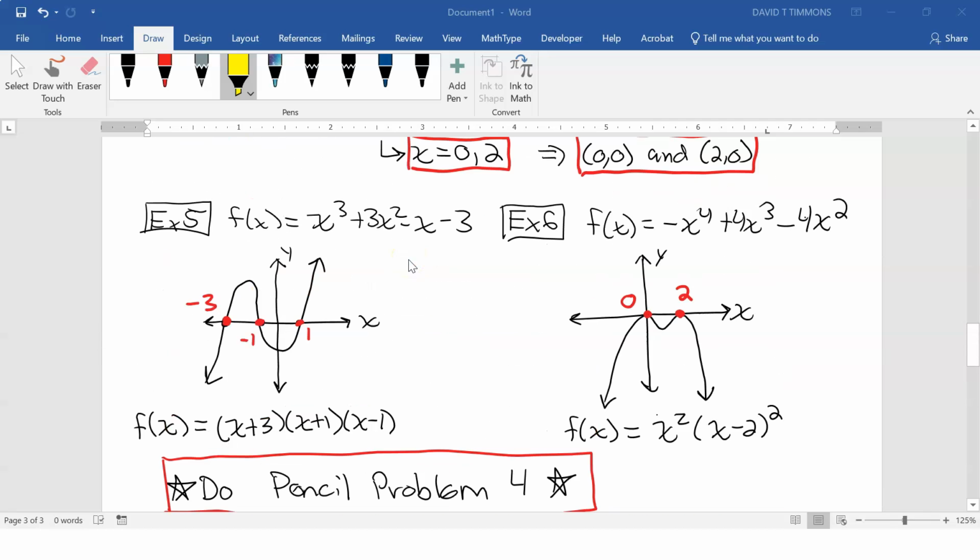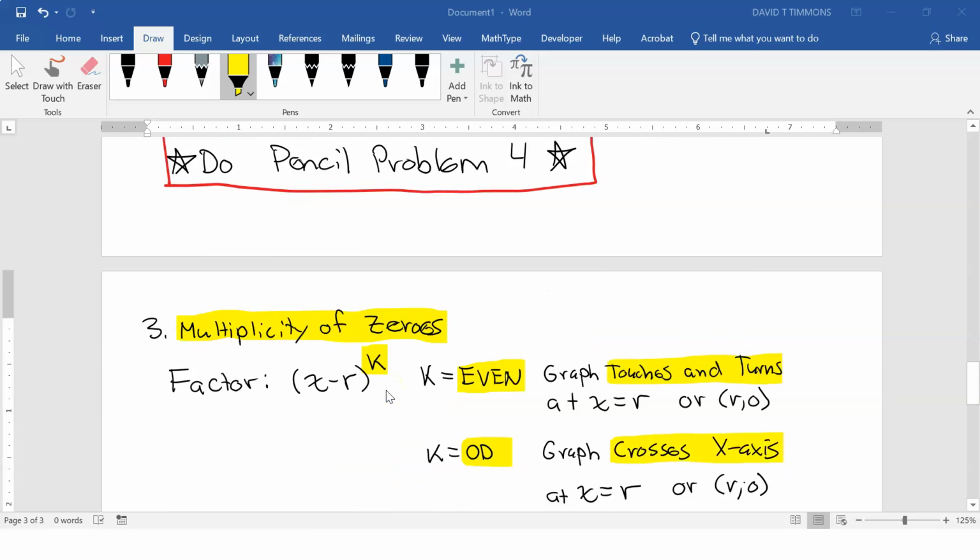Again, I had shown these examples. Notice here, the multiplicity is odd, a value of 1 for all these factors. The graph crosses the x-axis at all those intercepts. However, here, the multiplicity k is 2, it's even, and the graph touches and turns at those intercepts.